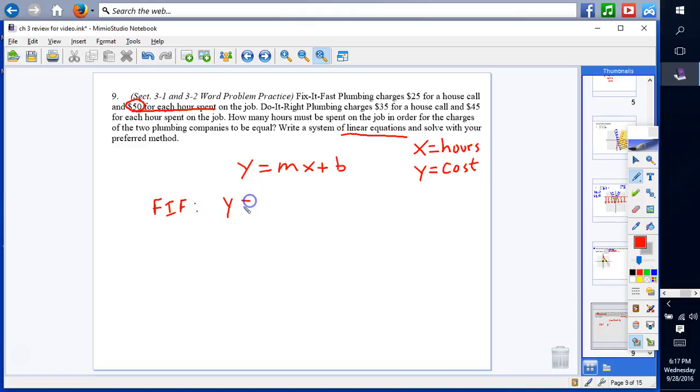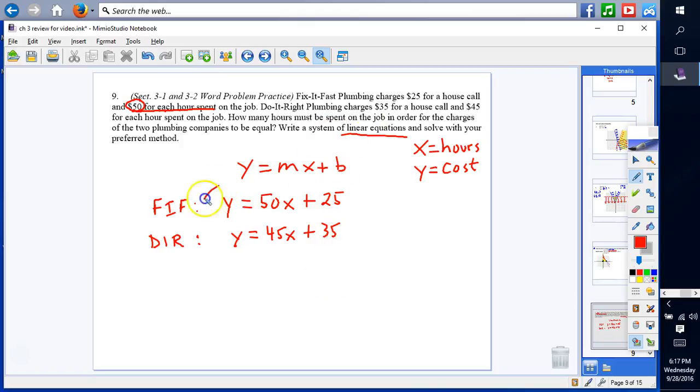Their cost is determined by a certain amount per hour, 50 times every hour, plus this one-time fee of 25. The Do It Right, their cost will be based on this rate per hour, 45, and then this one time fee, which we identified as the y-intercept.